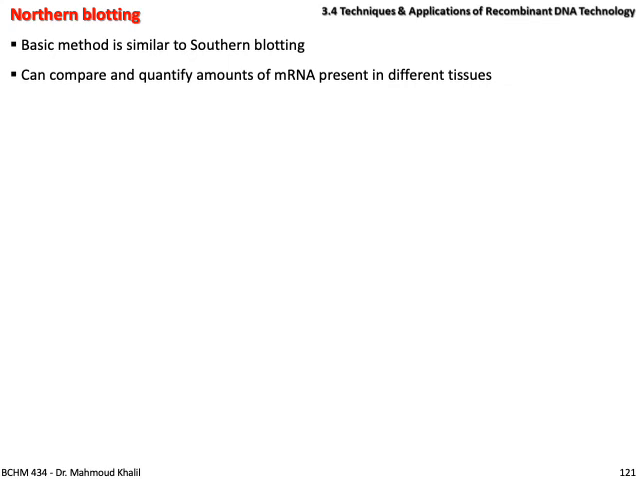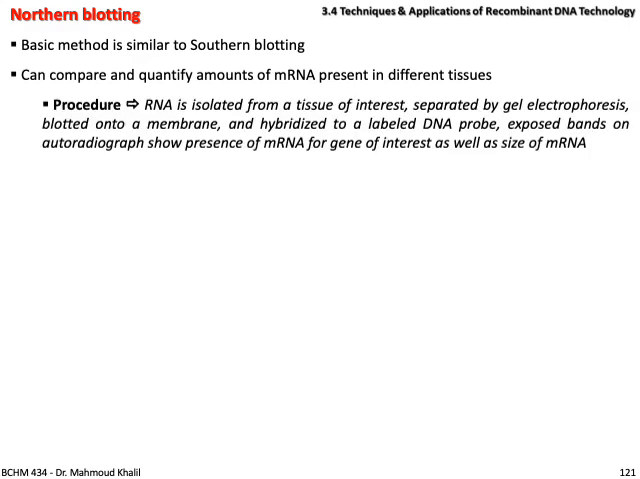Northern blotting. The basic method is similar to Southern blotting, and they can compare the quantity of messenger RNA present in different samples. The procedure is to isolate the RNA from your tissue, separate by gel electrophoresis, blot onto the membrane, hybridize with a probe, same principle, expose the bands on autoradiography, and show the presence of messenger RNA for the gene of interest as well. So Northern blot is mainly for RNA, while Southern blot is for DNA.